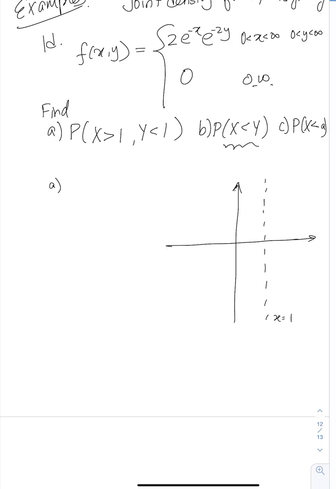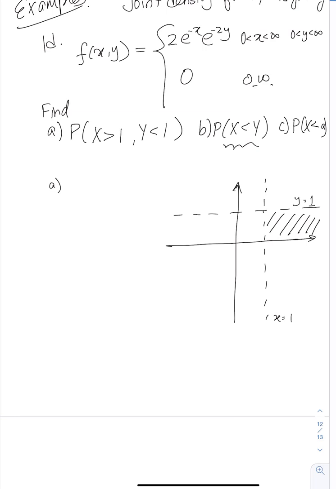Little x equals 1. And let's draw the line little y equals 1. So you want the probability that x is bigger than 1 and y is less than 1. So you want the probability of landing in that set. In this situation you don't need to draw the picture, but as a rule, I always draw a picture. It makes it much easier to understand what's going on.